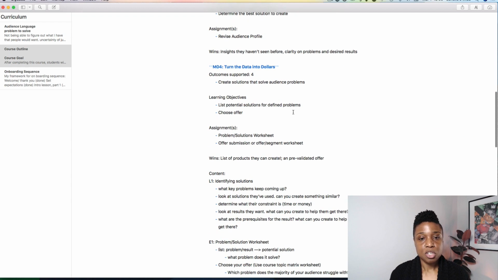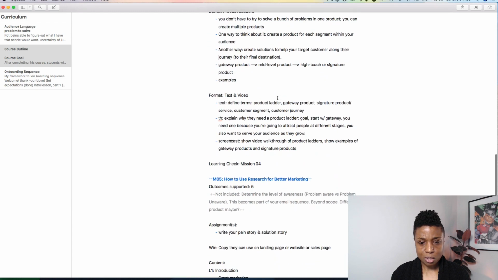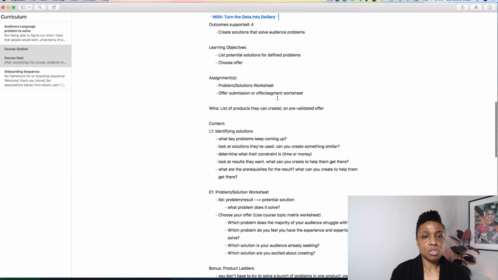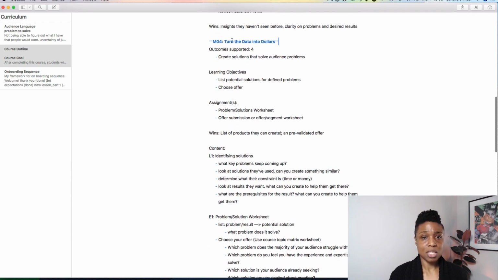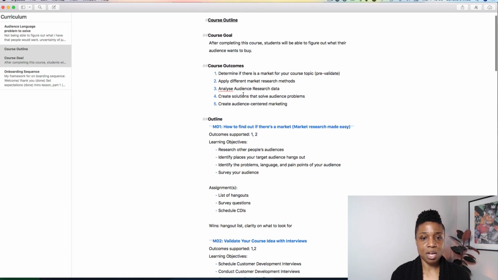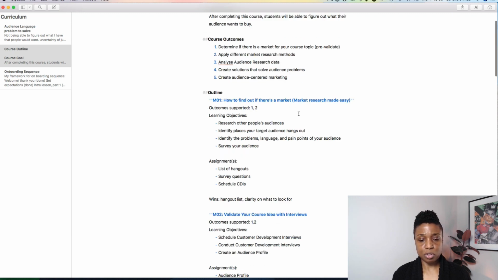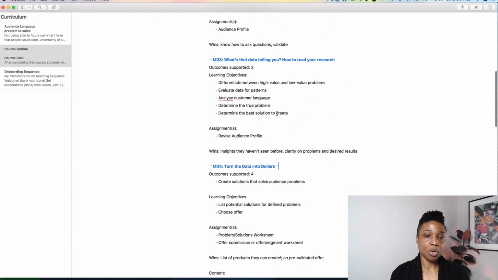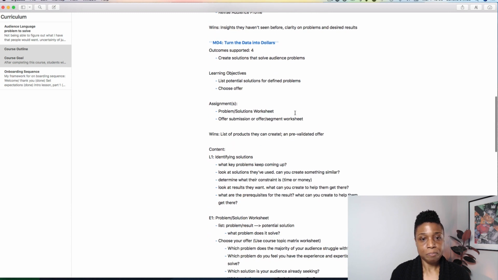All right. So the last two, I think there's 2 or 3 more. We'll do the last 2 here. Module 4. This one's called Turning Data into Dollars. And this supports outcome number 4. This is all about how to create solutions that solve those problems. And that should sound familiar because it's building off of the last thing that we identified as an objective for module 3. So what they're going to do is to create the solution, right?